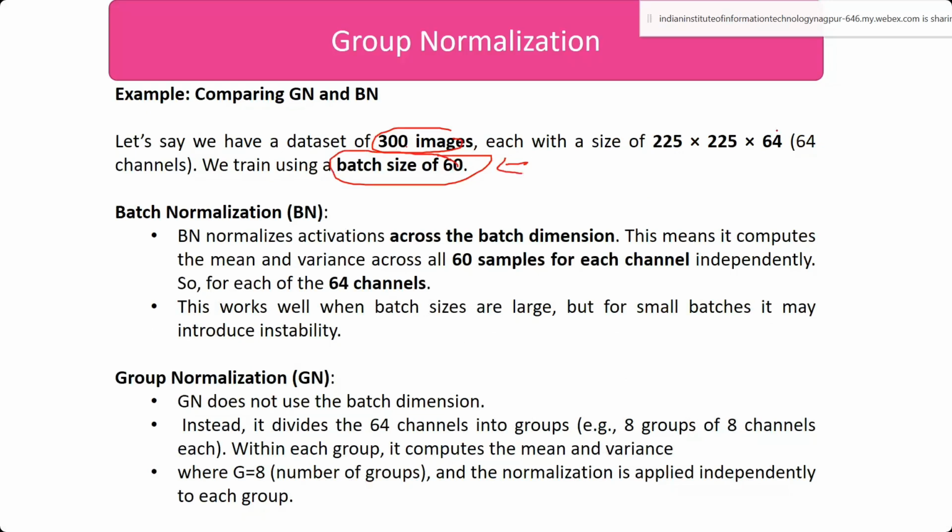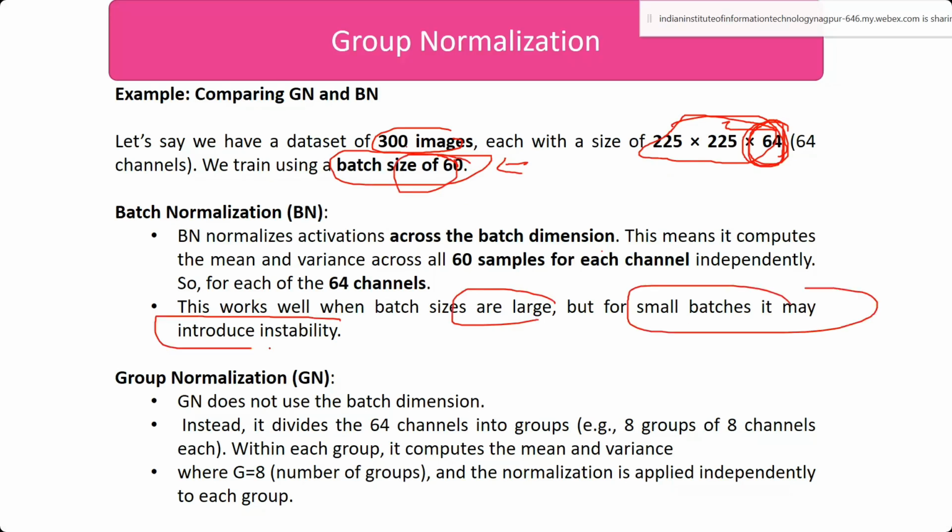Now I have an image of size 225 by 225 by 64. So I have 64 channels; the last dimension is the channel, the number of channels. What batch normalization does is normalize activations across the batch dimension. This means it computes the mean and variance across all the samples in the batch and calculates mu and variance. This works well when the batch size is large, but for small batches it may introduce instability.